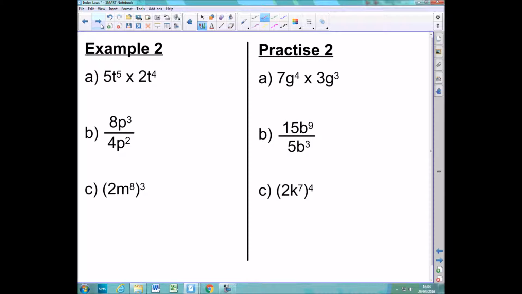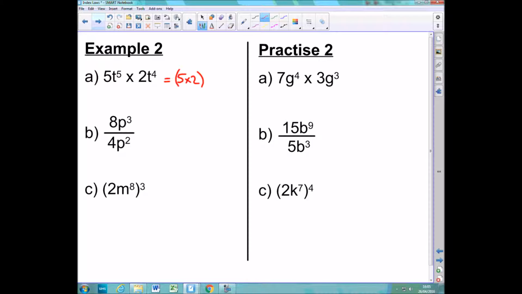Okay, so in this next example, we're going to incorporate numbers into these bits of algebra. Now, we know how to deal with numbers because they just times, divide, power up as normal. And we now know how to deal with powers. So what we're going to do is just treat each bit separately, numbers and letters, and we'll get the answer out at the end. So here we've got 5t to the power of 5 times 2t to the power of 4. So first off, I'm going to just multiply the numbers normally, 5 times 2.